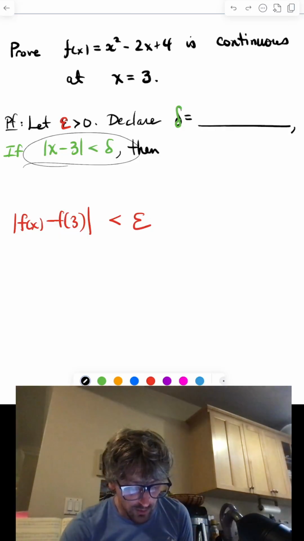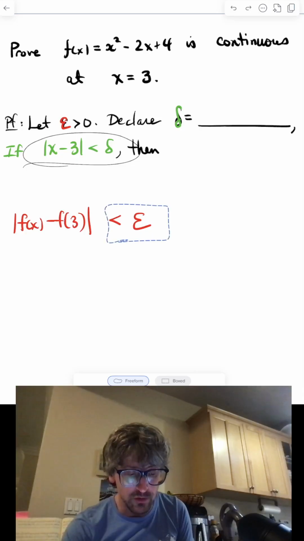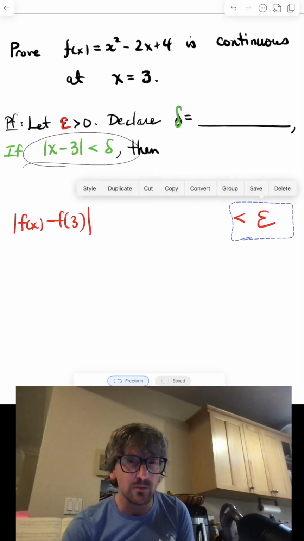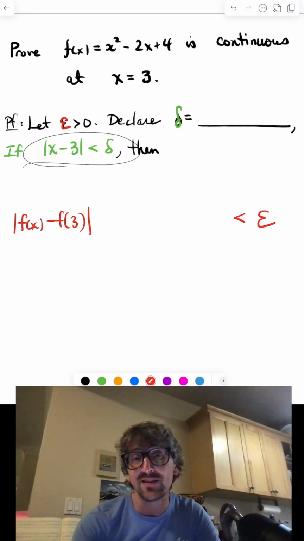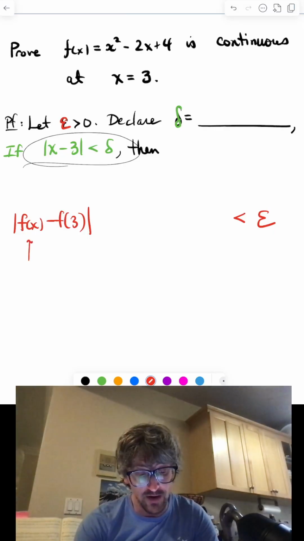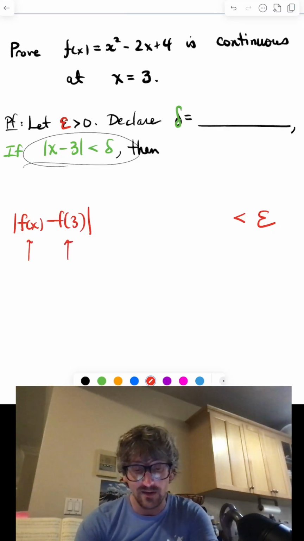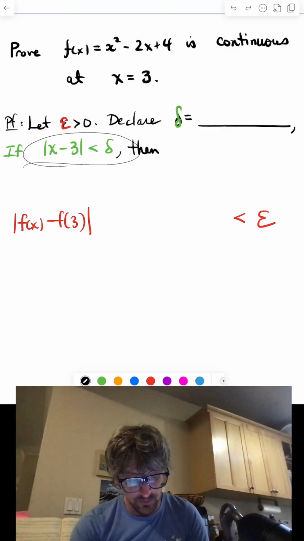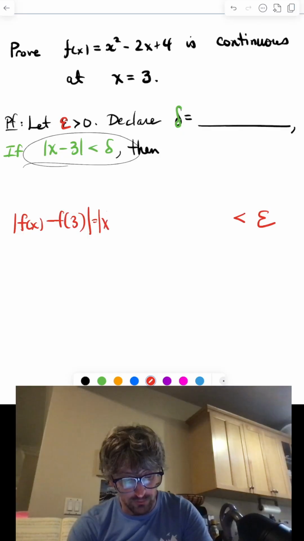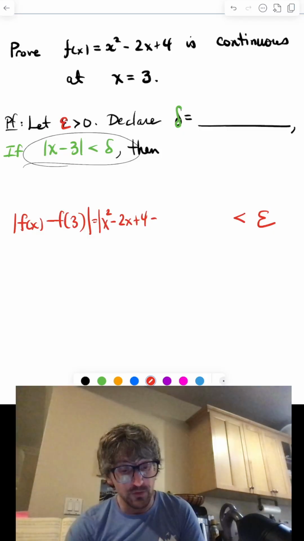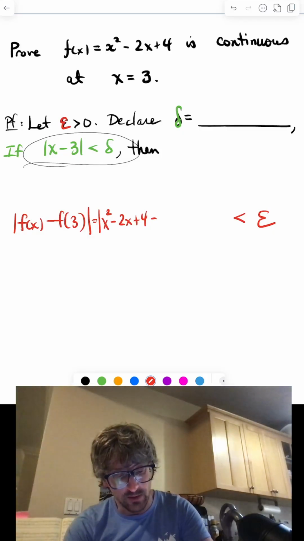And so the way I like to have my students work on these proofs is to think about ultimately what it is we're going to need to prove. Ultimately, we're going to have to simplify f(x) minus f(3). And so let's work out what that is. So f(x) is, of course, we have a formula for it, x squared minus 2x plus 4. f(3), if we plug in 3, I think we get the number 7.